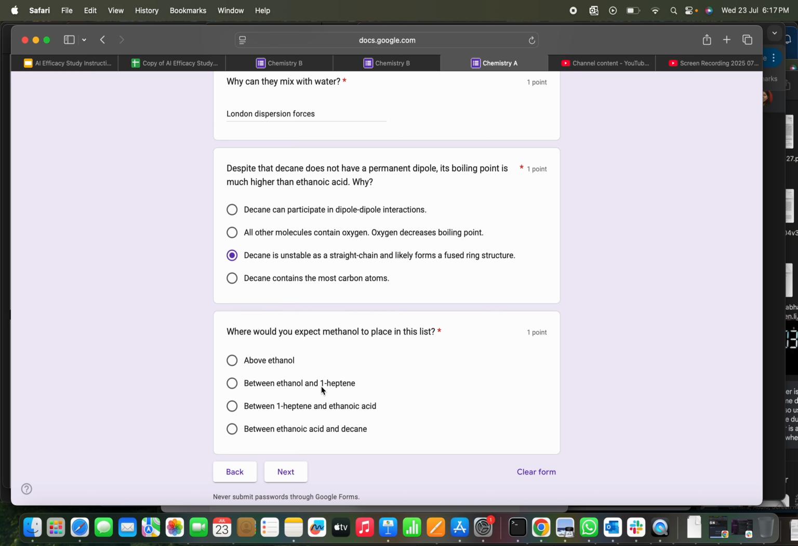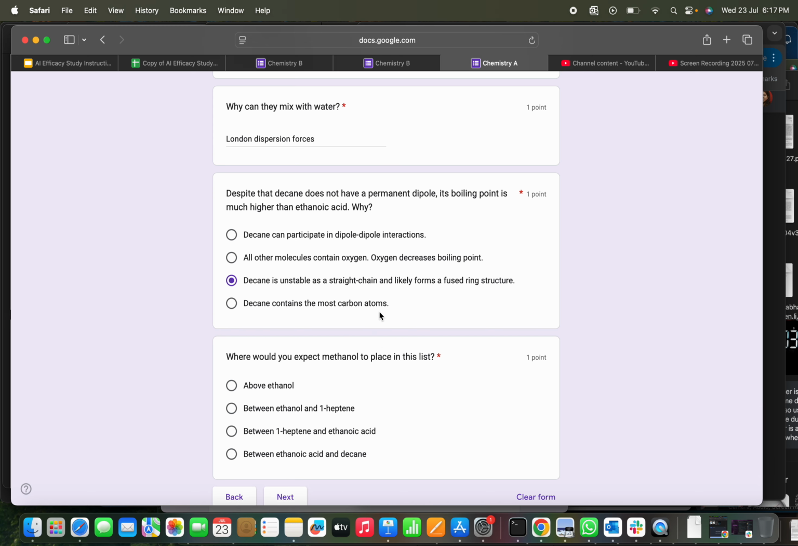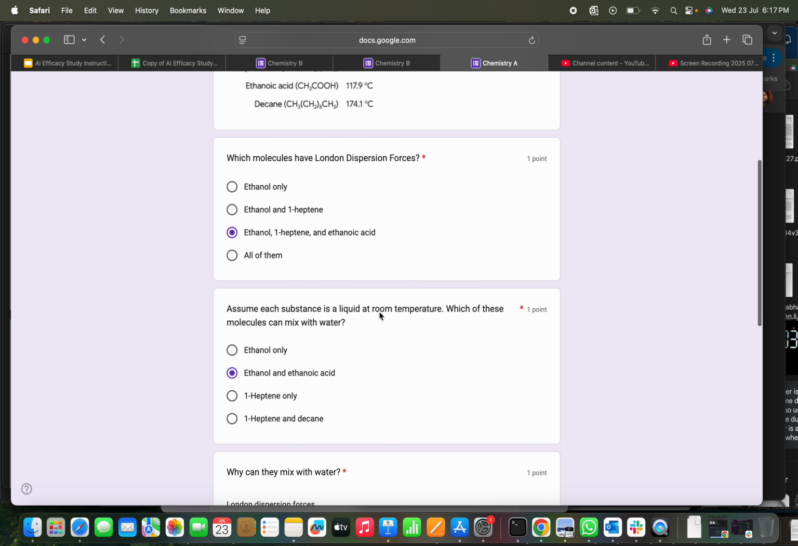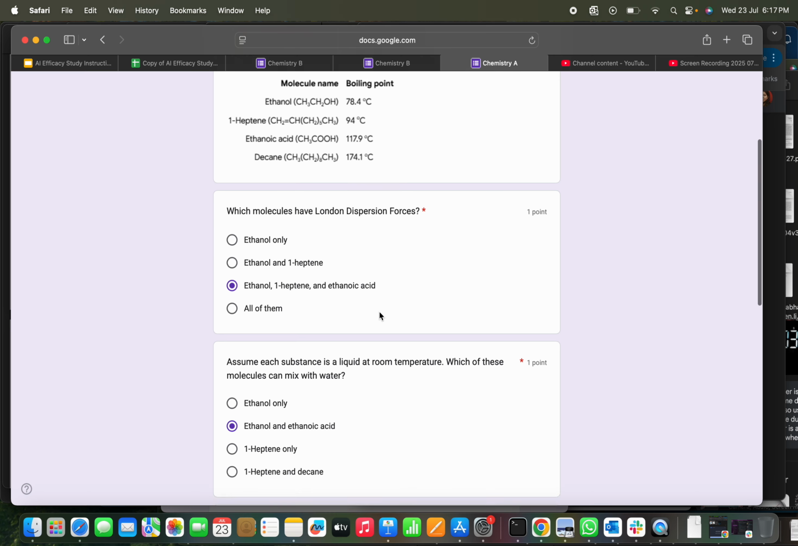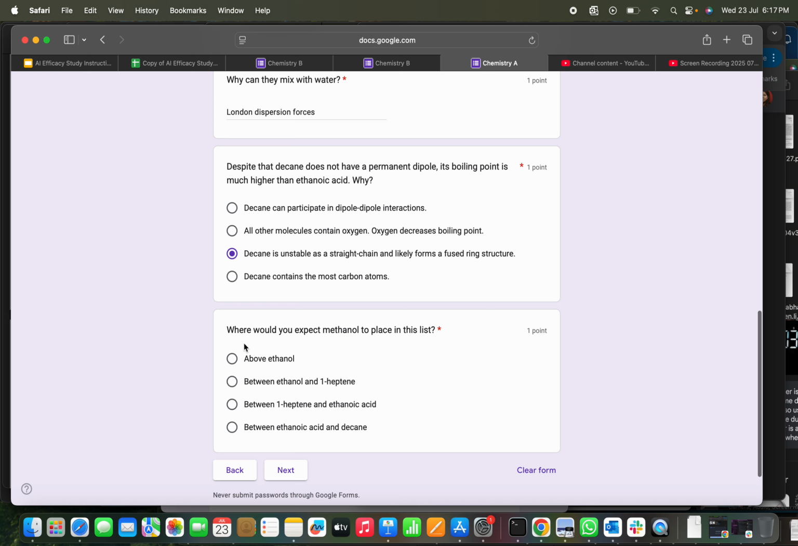Where would you expect methanol to be placed? Methanol is a small chain. I'll place it above ethanol because it's a small chain.